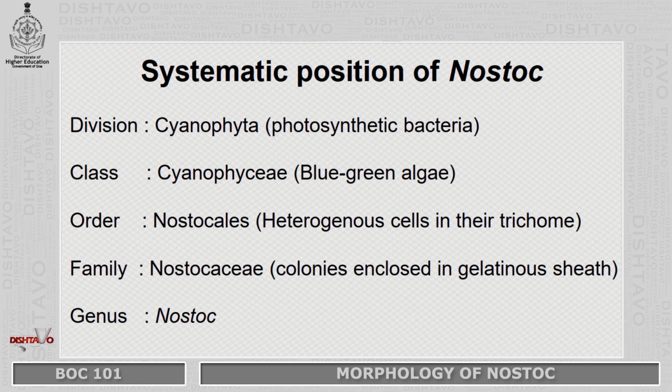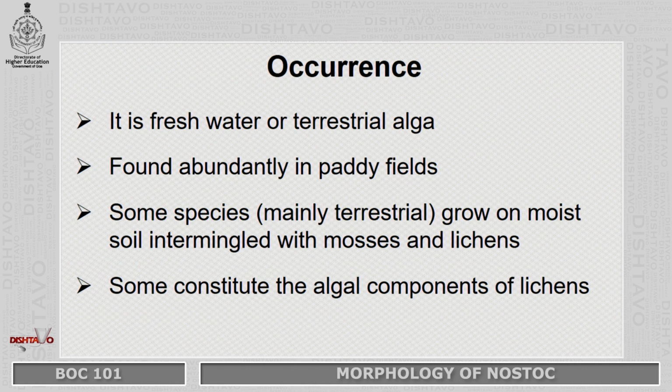It belongs to order Nostocales, as the trichome of this Nostoc has heterogeneous cells, that is, they have two kinds of cells. One is the normal vegetative cell and another type is a specialized cell known as heterocyst. The family is Nostocaceae, where the colonies are enclosed in a gelatinous mass, and the genus is Nostoc.